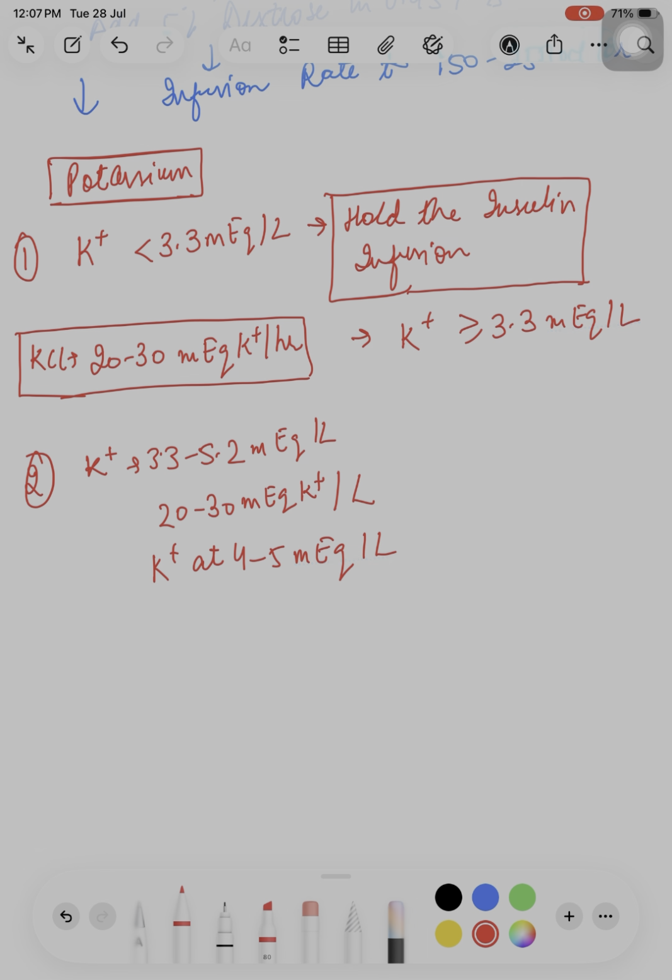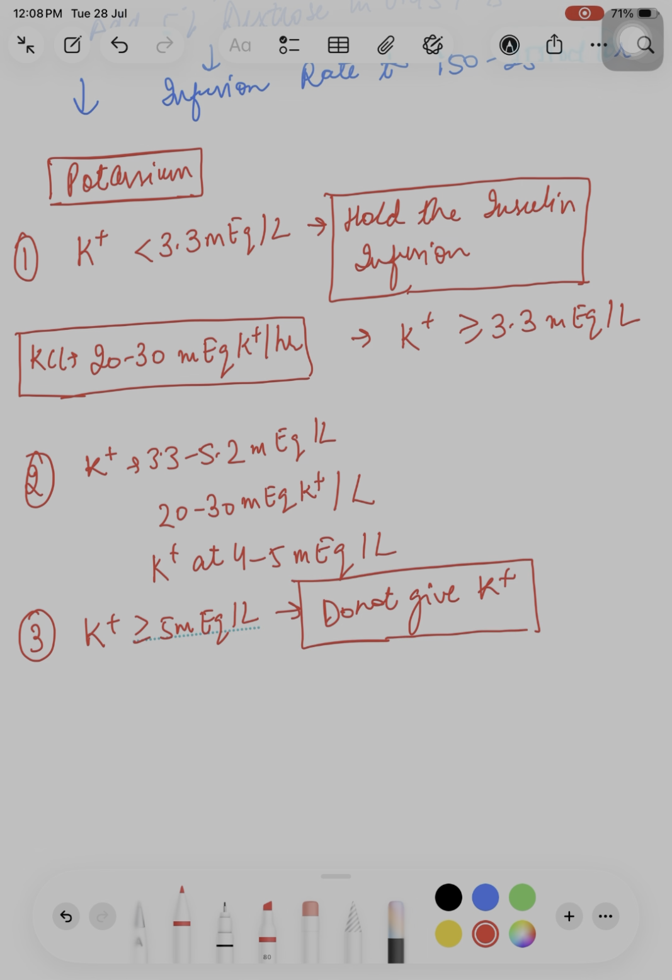So the third point is, if initially potassium is more than 5 milliequivalent per liter, remember, in this case you don't have to give potassium. But you have to check potassium every 2 hours. While giving potassium, what do you have to ensure?